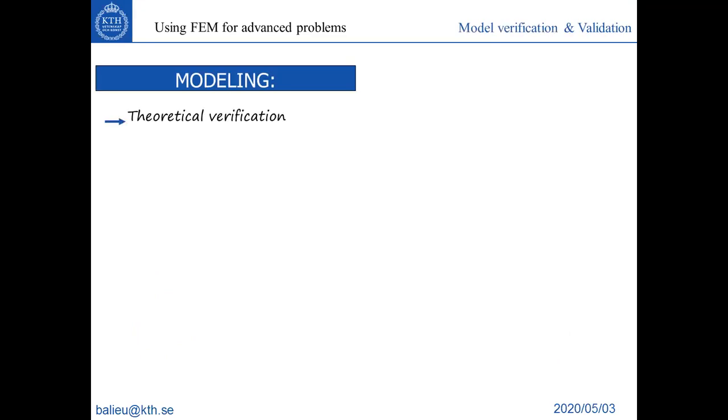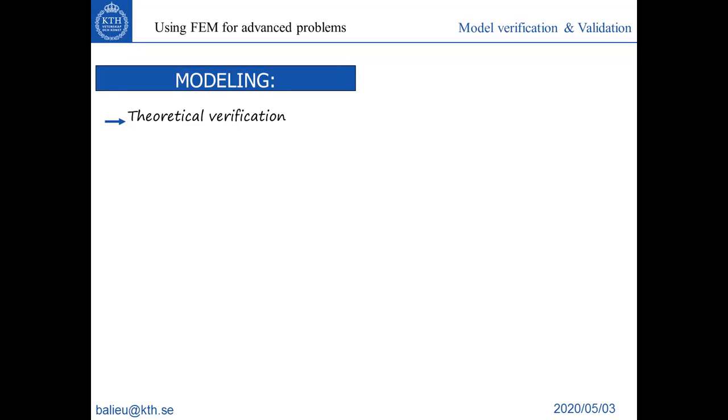So just a few aspects that you have to consider when you use a nonlinear material model, because it's a very complex material, so you cannot use it directly if it's a new material with new parameters. You have to be sure that what you are modeling is correct. So for this, you need to make some verification. So first, theoretical verification. What does it mean? You can take a very simple case.